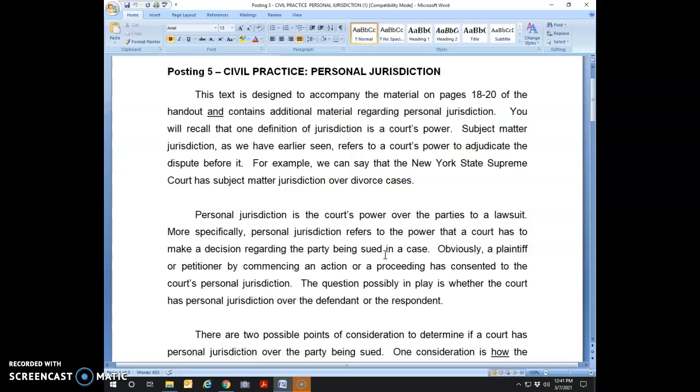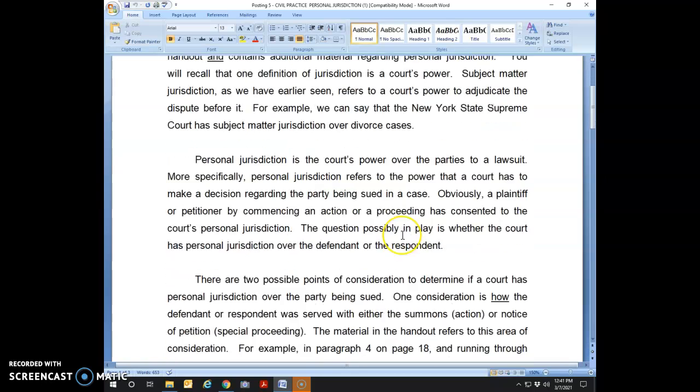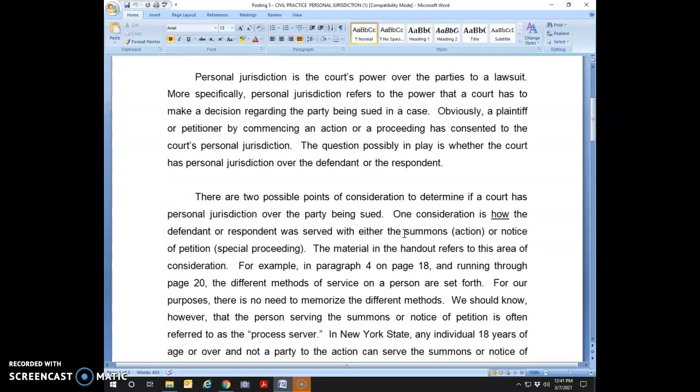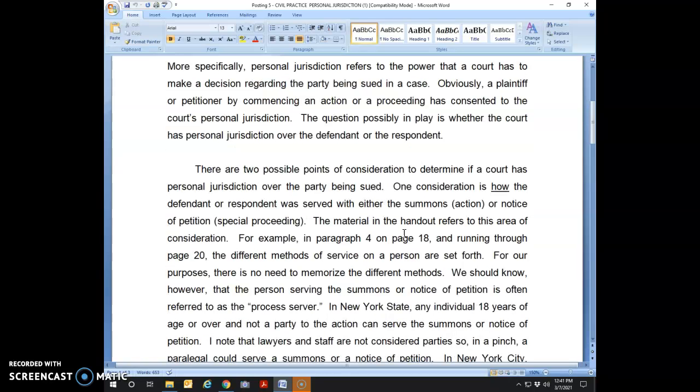There's going to be two areas that we want to examine. The first area is, has the defendant been properly served with the summons? And again, in most instances, the complaint will go along with the summons. More of that later. But we have to be concerned about proper service of the summons and complaint, or the notice of petition and petition.